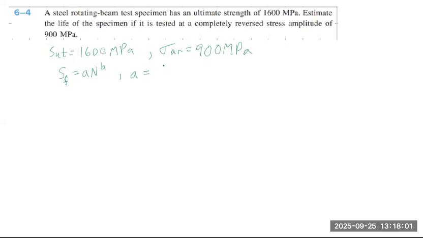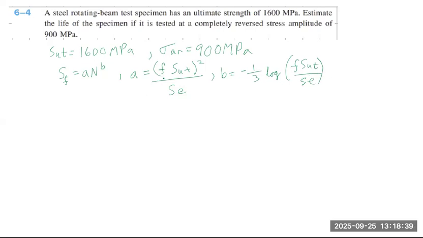And from this equation, we have to know A. A is equal to F times the ultimate strength, altogether squared over the endurance limit. And B is equal to negative 1 over 3 log of F times SUT over SE, which is the endurance limit.